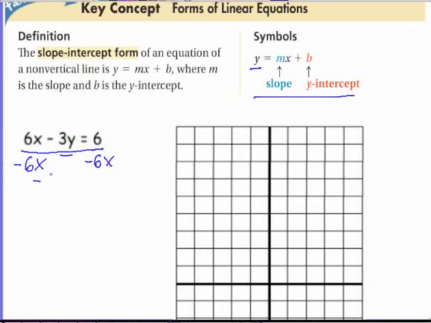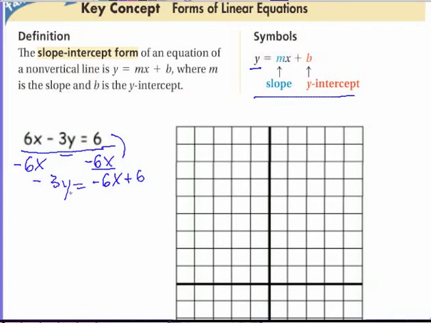Okay, I'm going to get negative 3y equals 6 minus 6x, which is actually going to be negative 6x plus 6. I can't combine these two 6's because this one is not attached to an x and this has a coefficient of x. So they are not like terms. I cannot combine them, so I just end up with negative 6x plus 6.